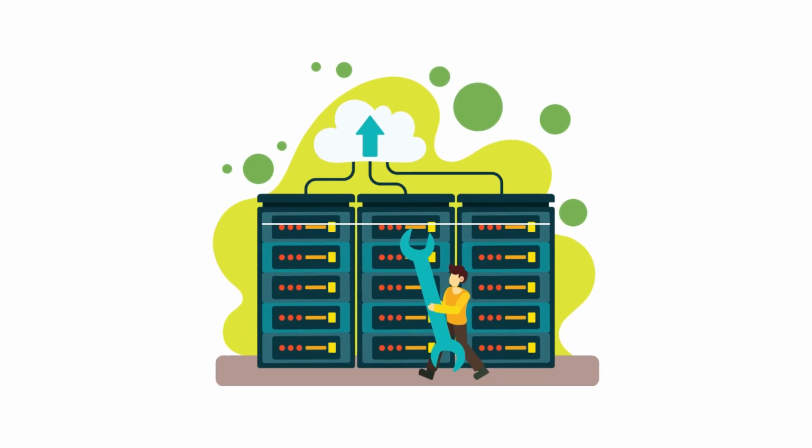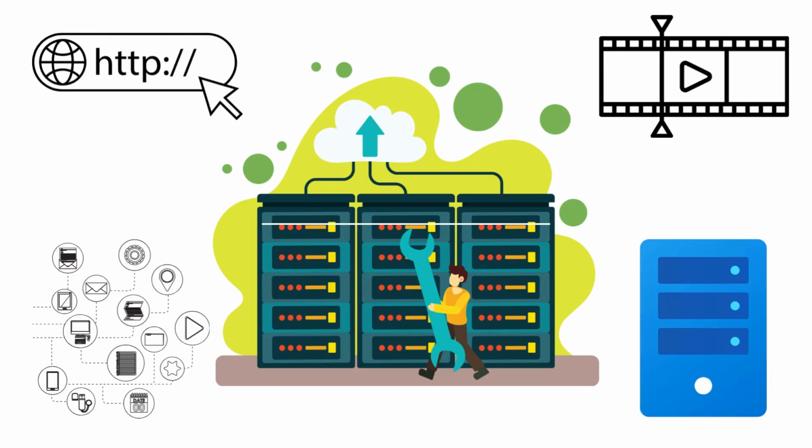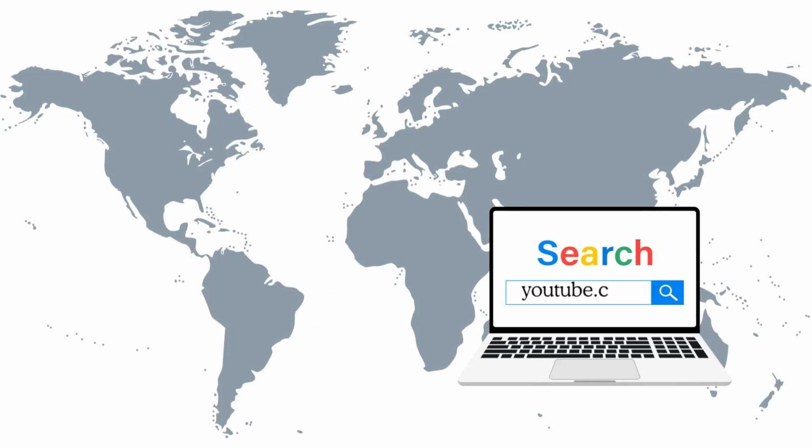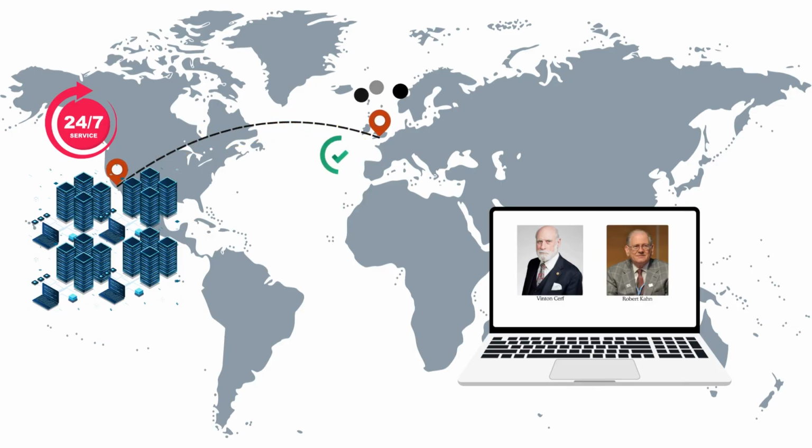Now we've reached the heart of the internet, the servers. Servers are the machines where all the data of websites, videos, and apps is stored. When you open youtube.com, your request goes to YouTube's data center, where thousands of servers run 24/7. The server processes your request, divides the video into packets, and sends that data back to your screen.